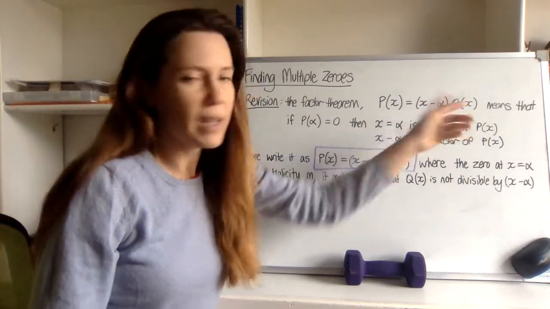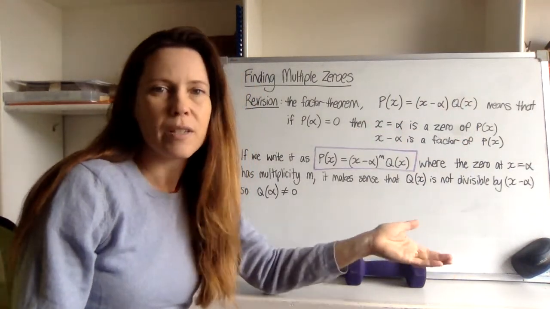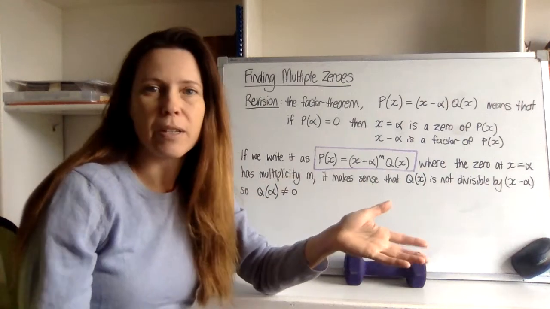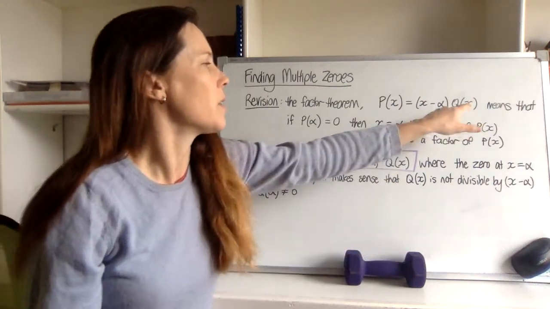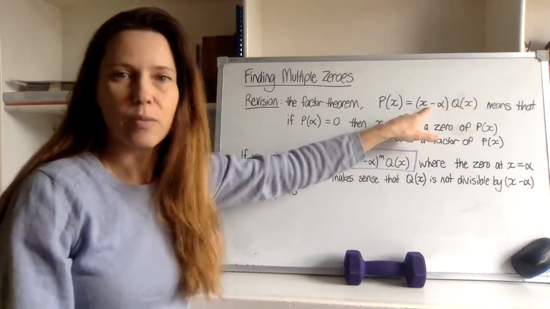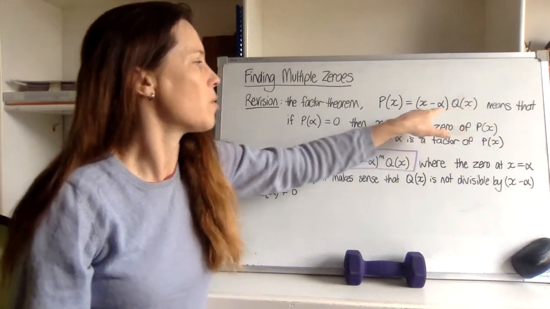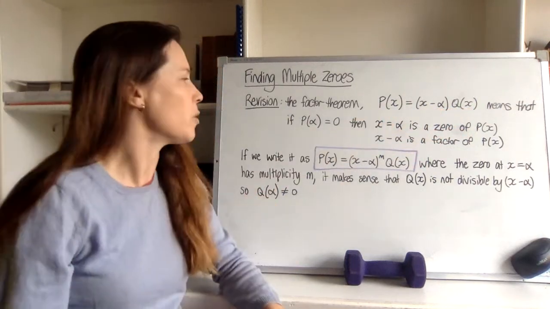Now, what was q of x again? It's the quotient, isn't it? So it's just some polynomial in its own right, which is the factor, I suppose, that goes with this other factor. So when these two multiply together, you get the polynomial.